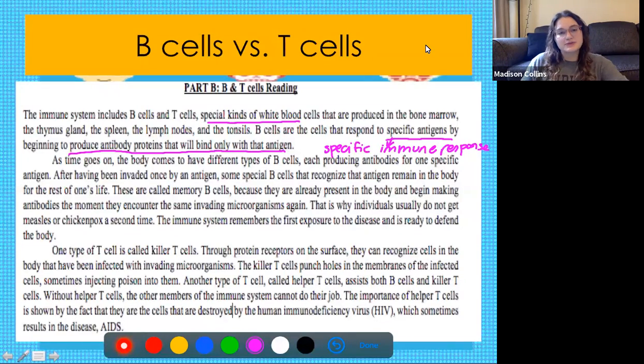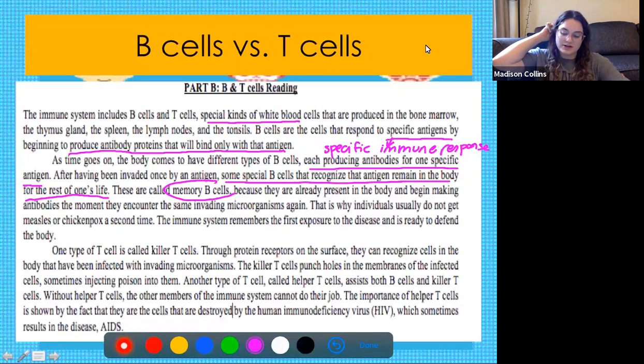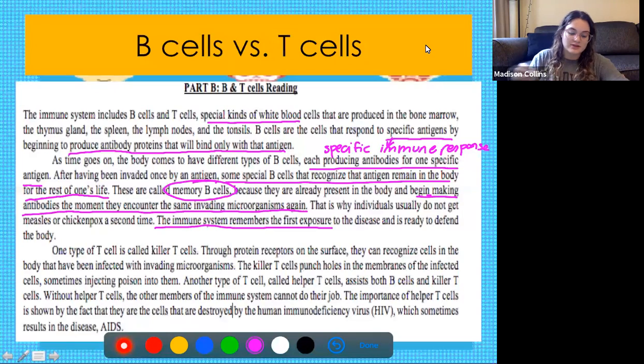Okay, as time goes on, the body comes to have different types of B cells, each producing antibodies for one specific antigen. After having been invaded once by an antigen, some special B cells that recognize that antigen remain in the body for the rest of one's life. These are called memory B cells because they are already present in the body and begin making antibodies the moment they encounter that same invading microorganism again. That is why individuals usually do not get measles or chickenpox a second time. The immune system remembers the first exposure to the disease and is ready to defend the body.